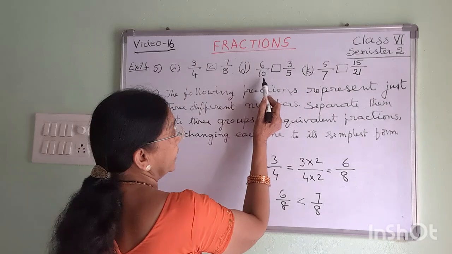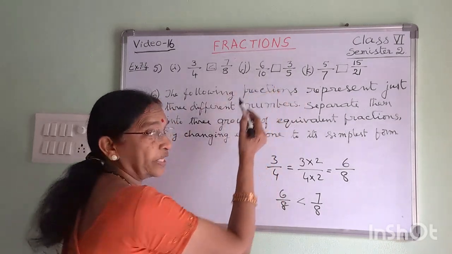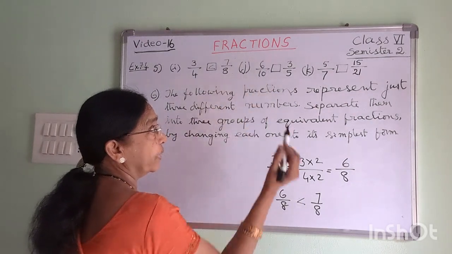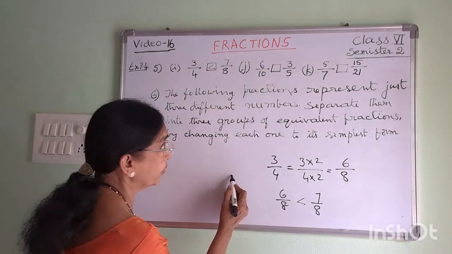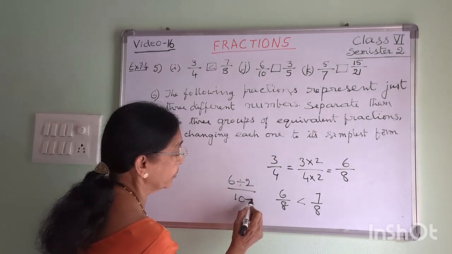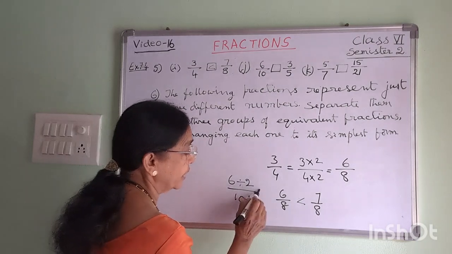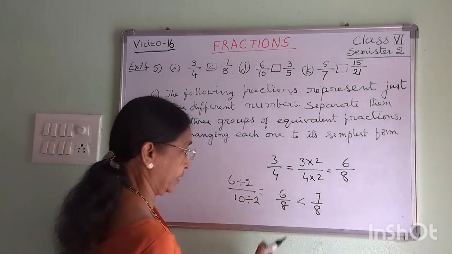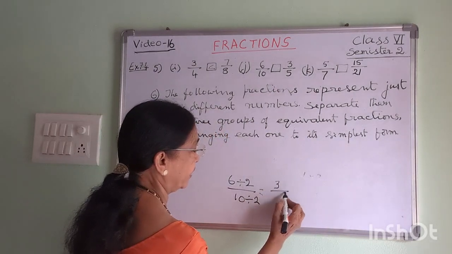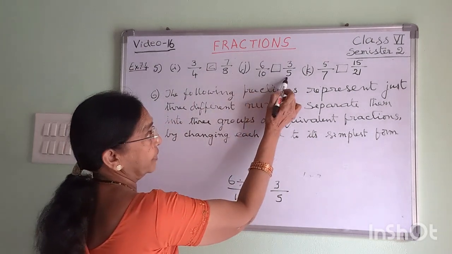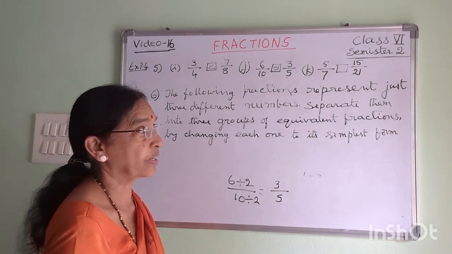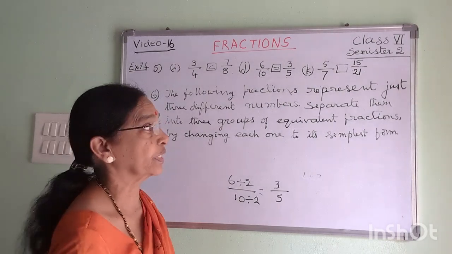Next, 6 by 10 and 3 by 5. 6 by 10 is not in its simplest form. Therefore we can divide it by 2. Both numerator and denominator are divided by 2: 6 divided by 2 is 3, and 10 divided by 2 is 5. So we get 3 by 5. Both are equal. 6 by 10 is equal to 3 by 5, because 6 by 10 is equivalent to 3 by 5.